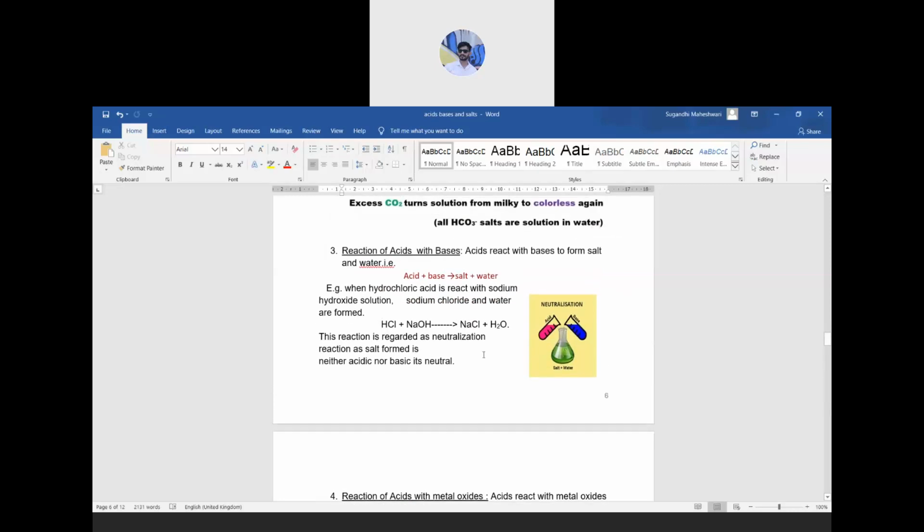Remember, the neutralization reaction will occur completely when both the acid and base are strong. Neutralization reaction is highly exothermic.